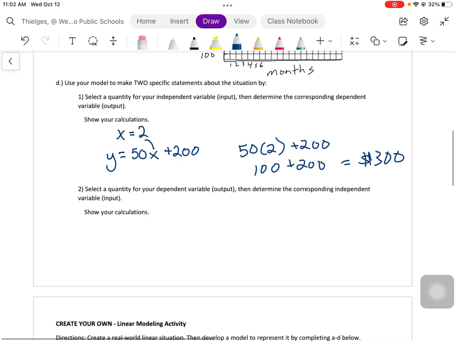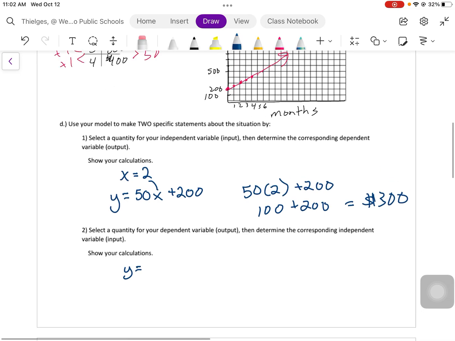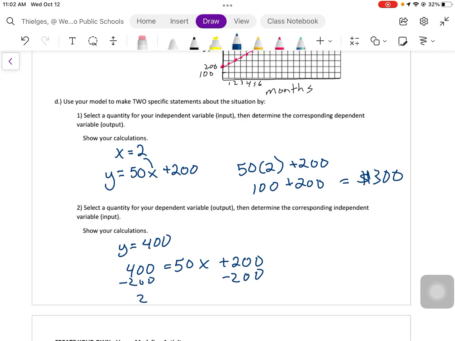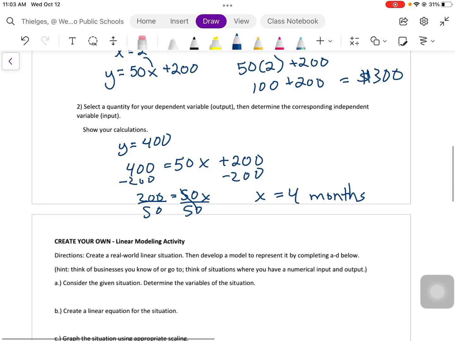Okay, select the value of your outputs. So pick a y value, whatever you want. I'll pick 400. And just show how if I put 400 in for y, I'm able to solve this equation for x. I mean, you know the answer because you filled it out in the table already. You're just showing me you understand how to plug and play those numbers. So x would be 4 months. Again, you pick whatever you want.